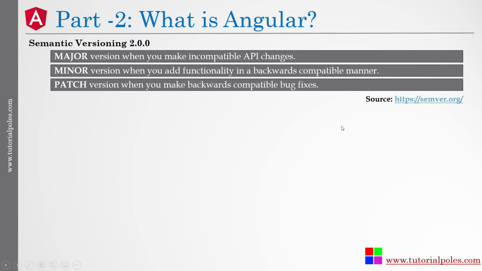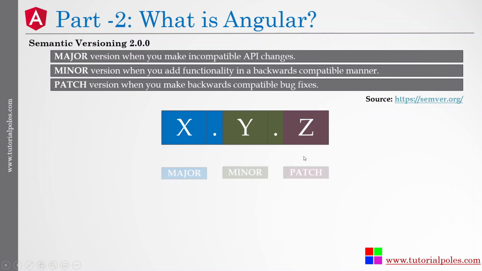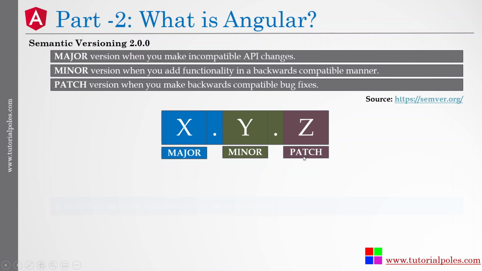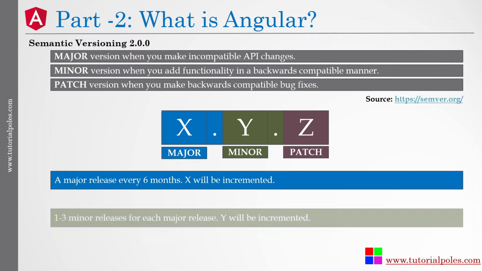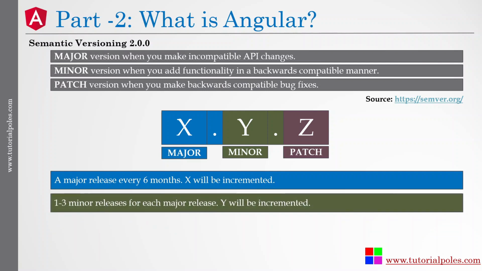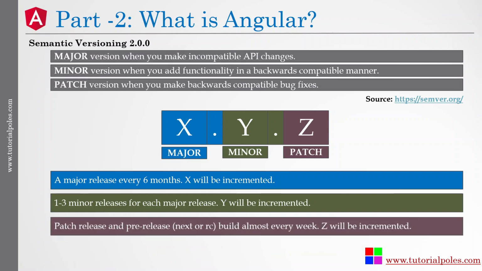To understand more about semantic versioning, please visit the URL semver.org. Now, let's see what Angular says to adhere to semantic versioning. Angular will release a major version every 6 months. There will be 1 to 3 minor releases for each major release, and there will be frequent releases of patches, almost every week. The release of a new Angular version every 6 months led to the new names of Angular.